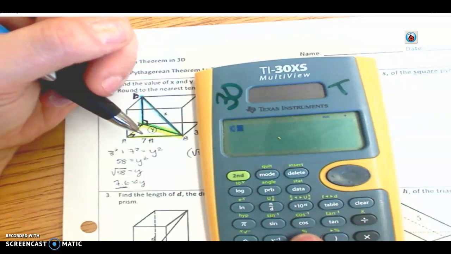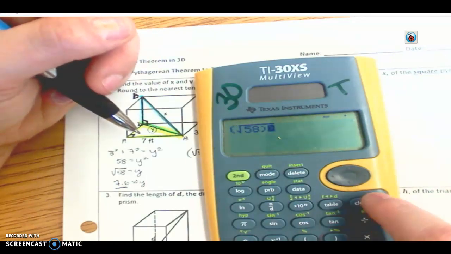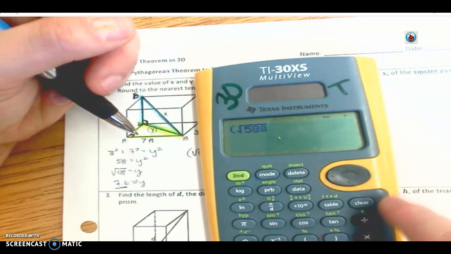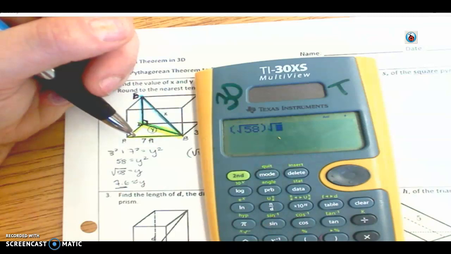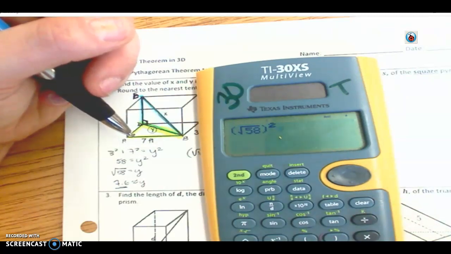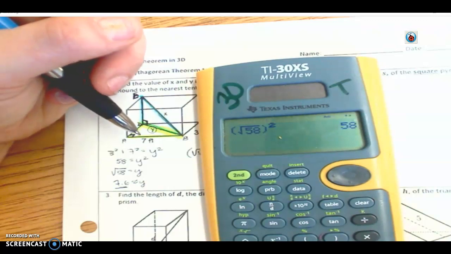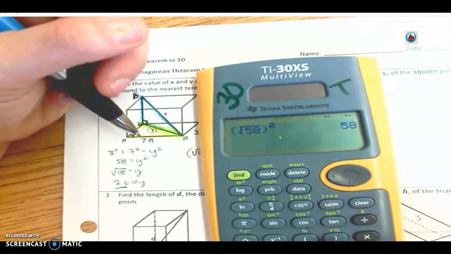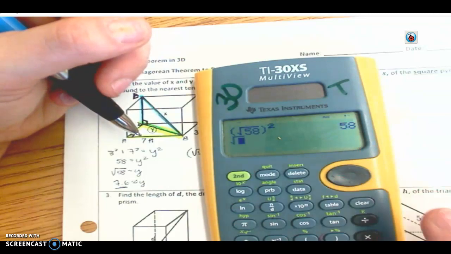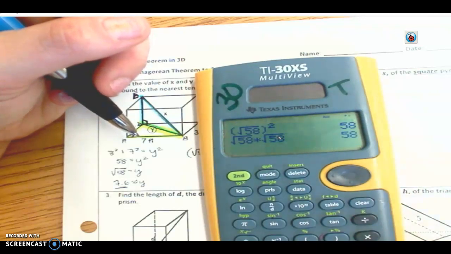And if you want me to just prove it to you, we're going to do the square root of 58, close the parentheses, and then I'm going to square it. And we can see that we get 58. All right. So we could also have done it square root 58 times, because that's what it means. And again, we get 58.